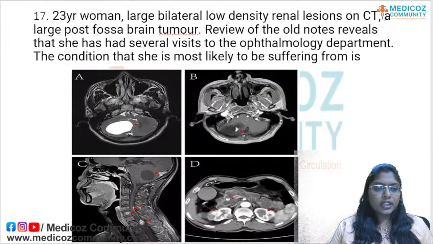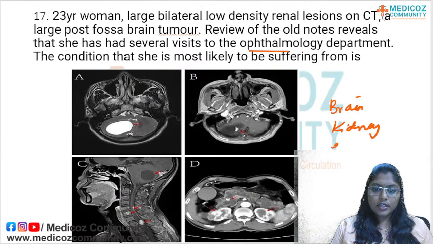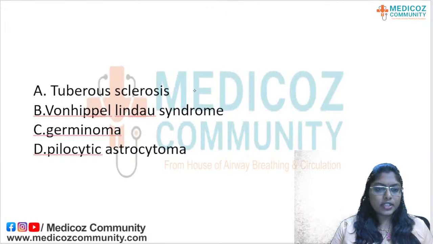So, coming to the next question. A 23-year-old woman, large bilateral low-density renal lesions on CT and a large posterior fossa brain tumor. Review of old notes reveals that she has had several visits to the ophthalmology department. What condition is she most likely to be suffering from? So, in the images, I'll give you the options. There is brain involvement, there is kidney involvement, and the eyes are also involved. So, let us see the options first. A. Tuberous sclerosis. B. Von Hippel-Lindau syndrome. C. Germinoma. D. Pilocytic astrocytoma.